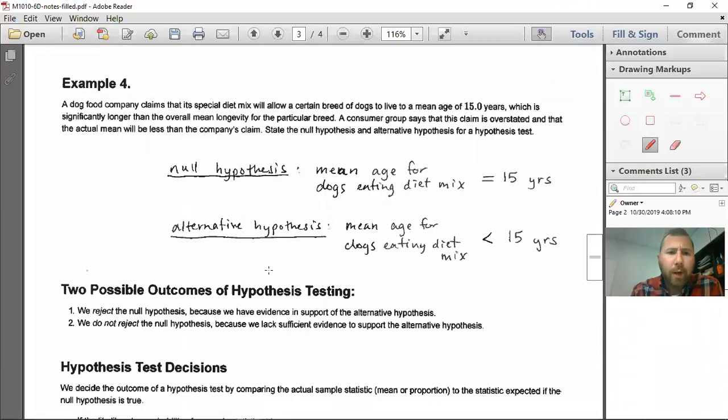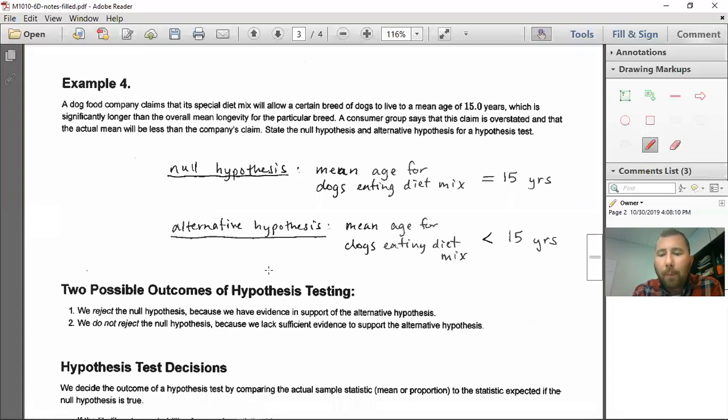A dog food company claims that its special diet mix will allow a certain breed of dogs to live to a mean age of 15 years, which is significantly longer than the overall mean longevity for the particular breed. Now, a consumer group says that this claim is overstated and that the actual mean will be less than the company's claim. State the null hypothesis and alternative hypothesis for a hypothesis test.